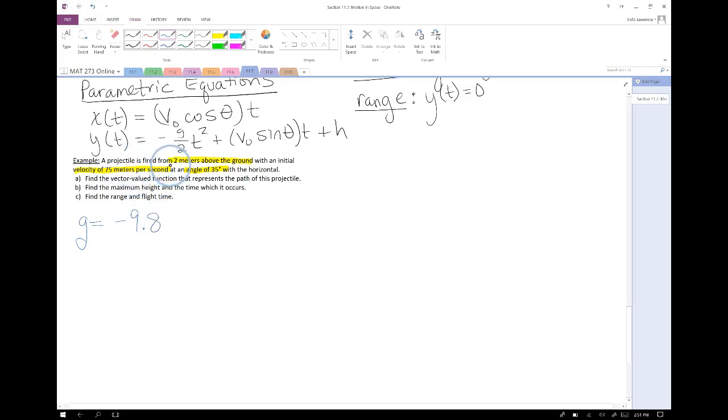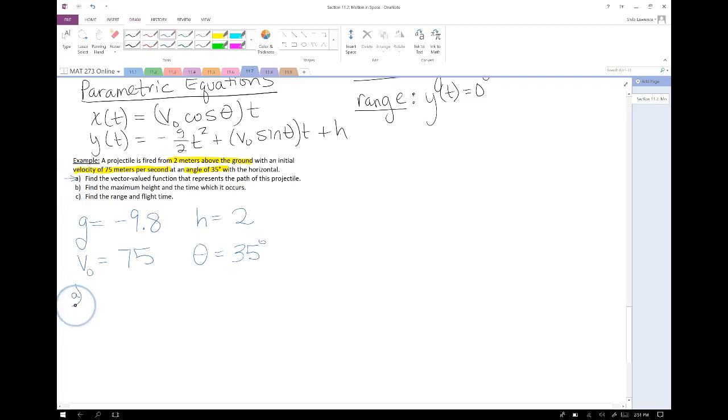Our projectile is fired from 2 meters above the ground. That's our h value. Initial velocity is 75 meters per second. That's v sub 0 at an angle of 35 degrees. That is our theta. So we've got all the information we need to set up the vector valued function that represents the path of this projectile.